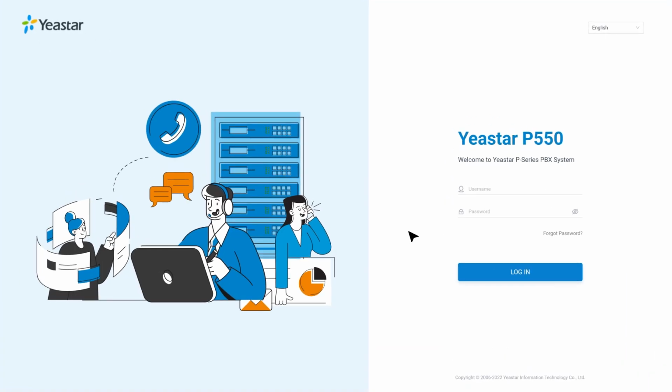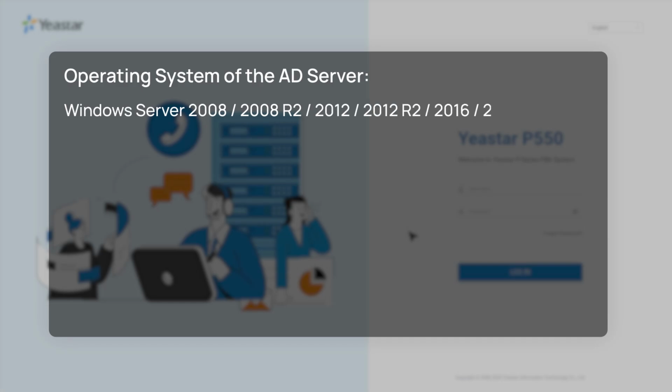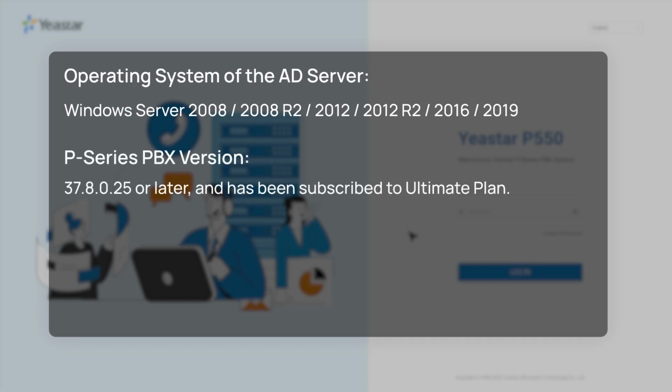For starters, we need to make sure that the operating system of the AD server is Windows Server 2008, 2008 R2, 2012, 2012 R2, 2016, or 2019. The P-Series PBX has been upgraded to version 37.8.0.25 or later, and it has been subscribed to the Ultimate Plan. By the way, this integration is based on LDAP or LDAP-S.